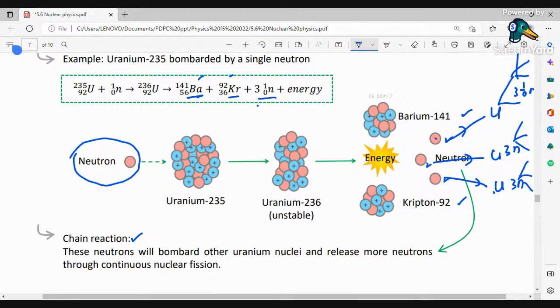Okay, so this neutron will bombard other uranium nuclei and release more neutrons through continuous nuclear fission. So it is a process that cannot be controlled if we do not stop the neutrons from colliding with the next uranium, the process will continue. Okay.